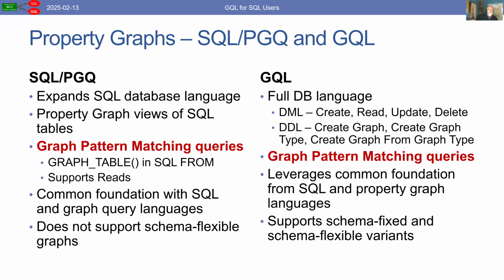So, a little more comparison. The important point here is that we can have graph pattern matching queries in both SQL PGQ and in GQL. GQL is a full database language that does create, read, update, and delete. Also create graph type, et cetera. The graph pattern matching queries in PGQ in the graph table function support reads, so it's read-only. GQL is read-write. To update the underlying data in an SQL PGQ environment, you have to use SQL update queries.